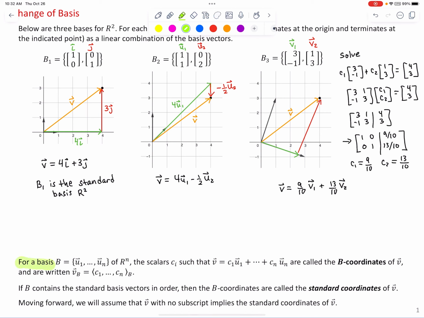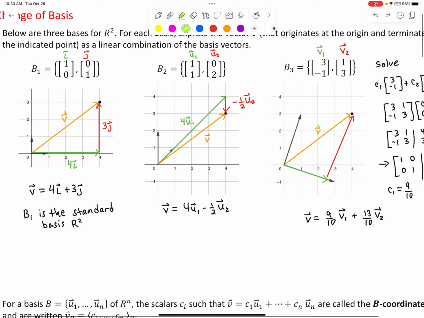Okay, reading right here. For a basis b that equals some vectors u1 up through un of Rn, the scalars ci such that vector v is equal to c1 u1 plus etc. up to cn times vector un are called the b coordinates of v, and are written v sub b is equal to, and you take those scalars and you make a vector out of them, and then you can put the subscript b next to that vector. So let's look at this second case using basis 2.